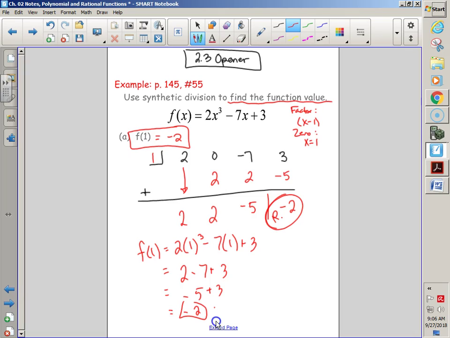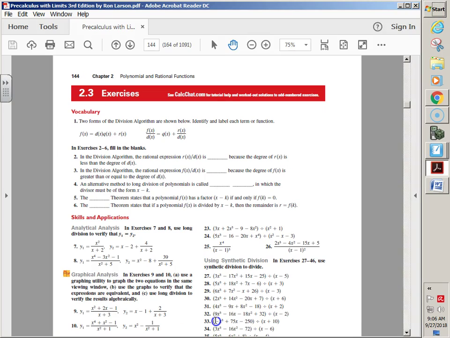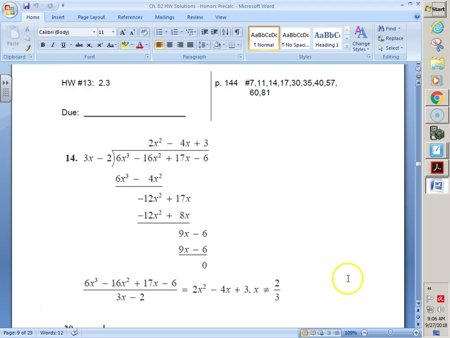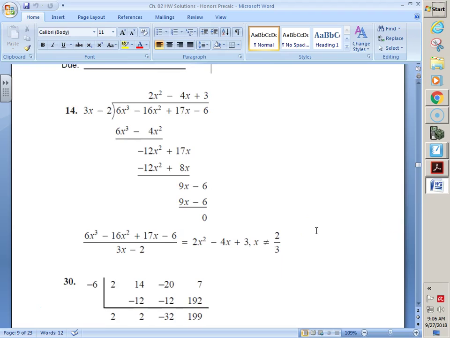Let's go grade homework. Section 2.3, let's start at the beginning. Number 14, check your division. Did you end up with 2x squared minus 4x plus 3? What's this whole extra thing that was showing up in homework? Domain. And why was there a domain restriction?